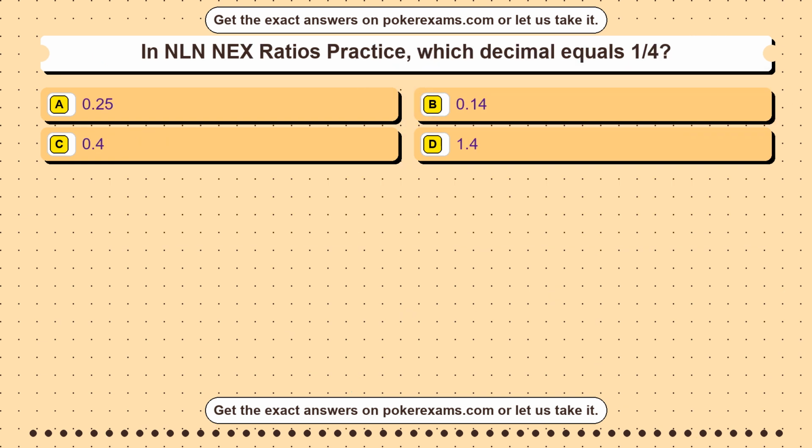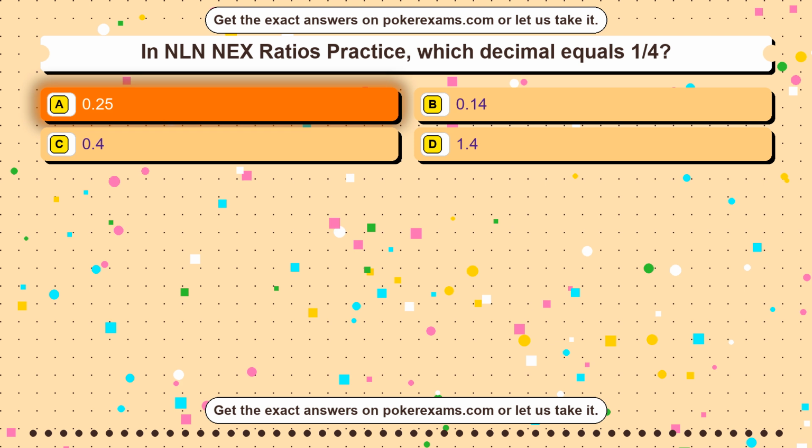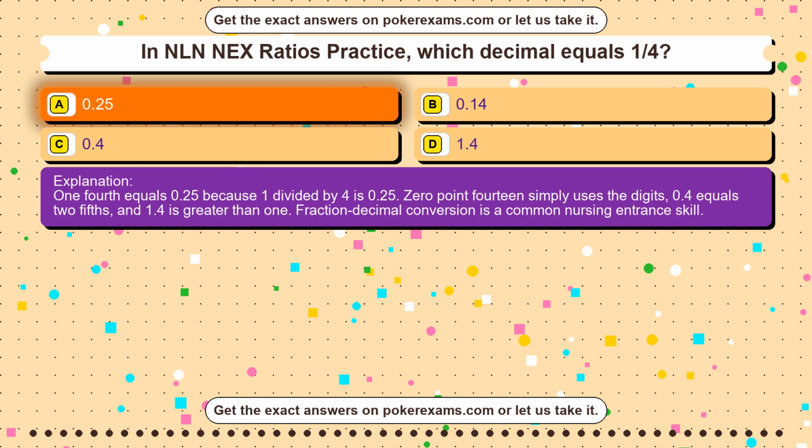Question 13. In NLN NEX Ratios Practice, which decimal equals 1/4? Option A, 0.25. Option B, 0.14. Option C, 0.4. Option D, 1.4. The correct answer is option A, 0.25. 1/4 equals 0.25 because 1 divided by 4 is 0.25. 0.14 simply uses the digits, 0.4 equals 2/5, and 1.4 is greater than 1. Fraction decimal conversion is a common nursing entrance skill.